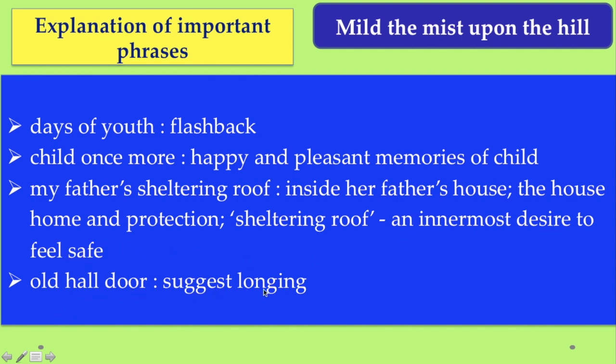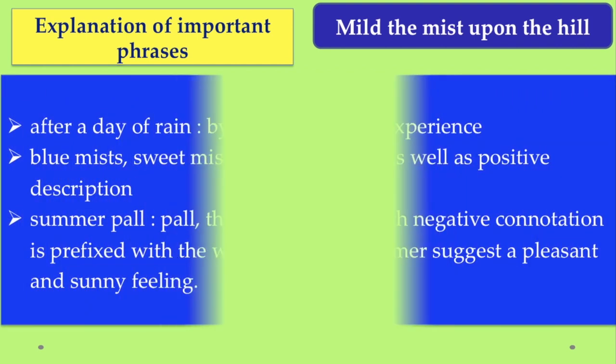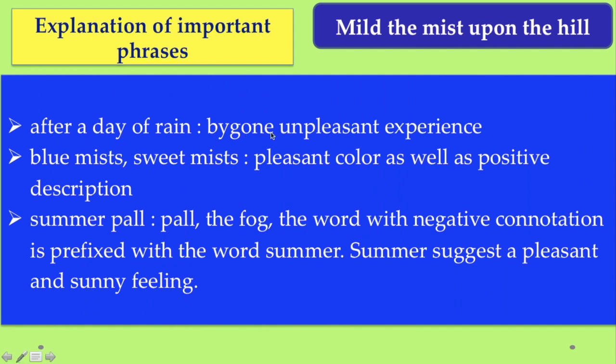Old hall door suggests the longing, that is old hall door, which the poet knows, and she is longing to return back to her old days. This stanza, the second stanza, is totally talking about the childhood memories and her past days. Now, after a day of rain, rain signifies the miseries and unpleasant experience. So, after a day of rain signifies the bygone unpleasant experience.